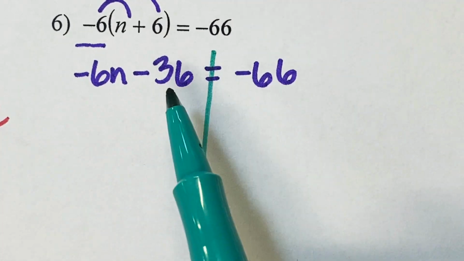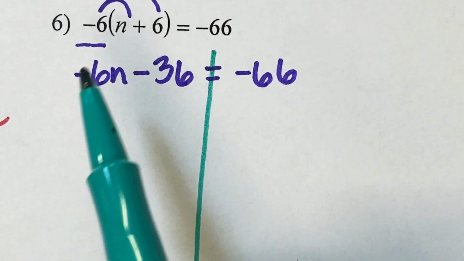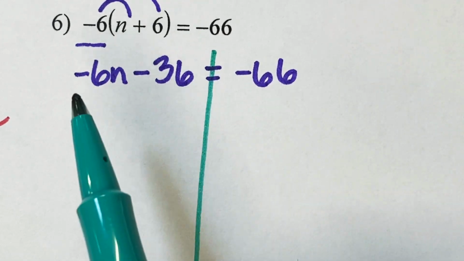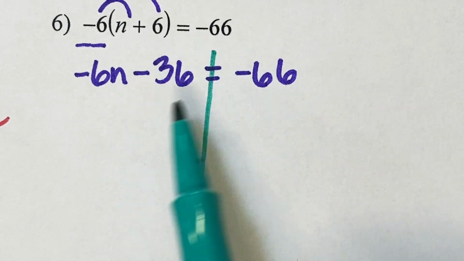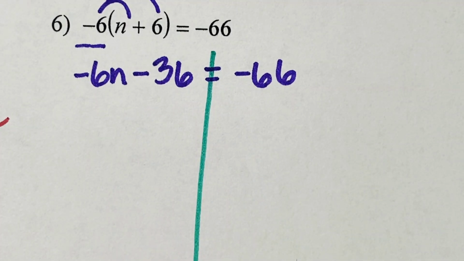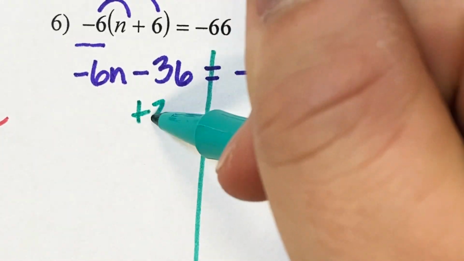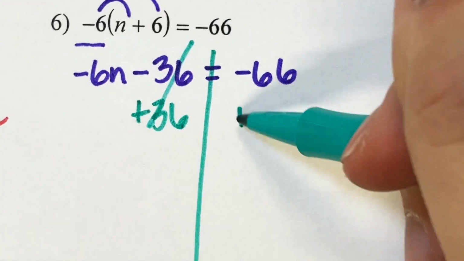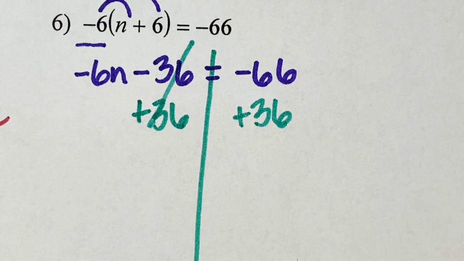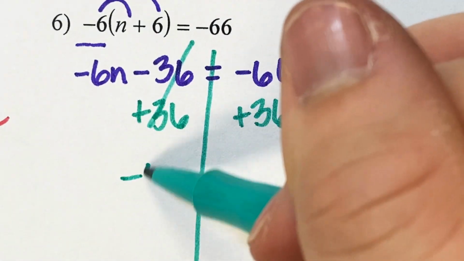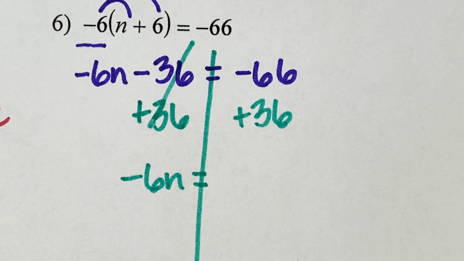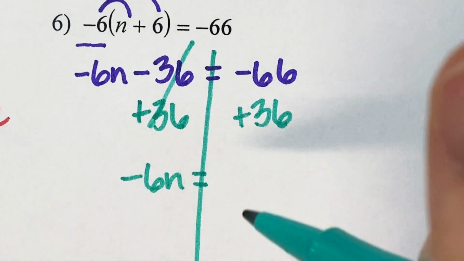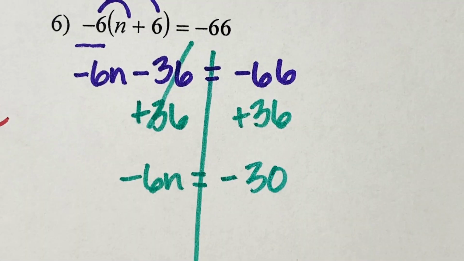Okay, so I need to get rid of this minus 36 and this times by negative 6. The times by negative 6 is closest to the n, so we need to get rid of the one that's farthest from it. So how do I get rid of minus 36? We add 36. So we're going to add 36 to both sides. We still have our negative 6n left over here. And then in your calculator, you can do negative 66 plus 36, and that is going to give you a negative 30.